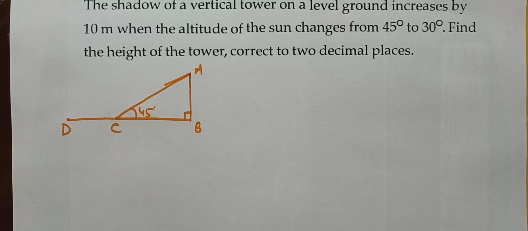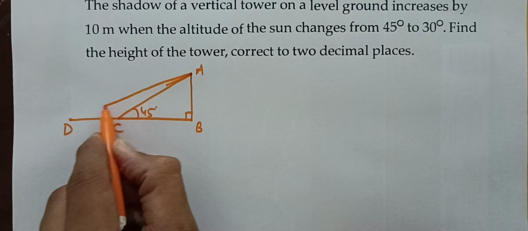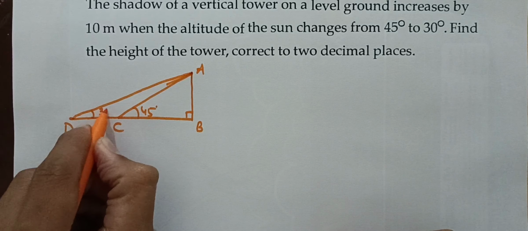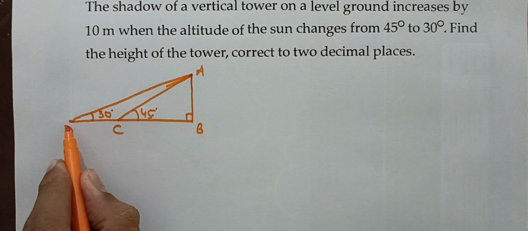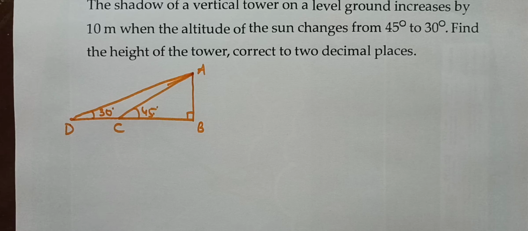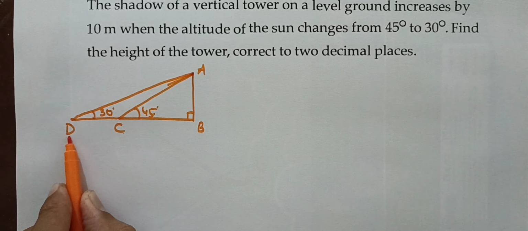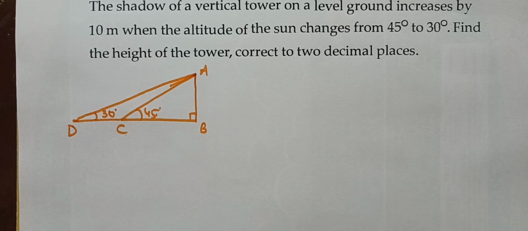So when the angle changes from 45 degree to 30 degree, we have to join A to D. And at point D, that angle is 30 degree. One thing we have to remember: if a point is nearer to the foot of the tower, the foot of the pole, at that time the angle is greater than at point D. It means point C is nearer than point D, so angle C is greater than angle D.